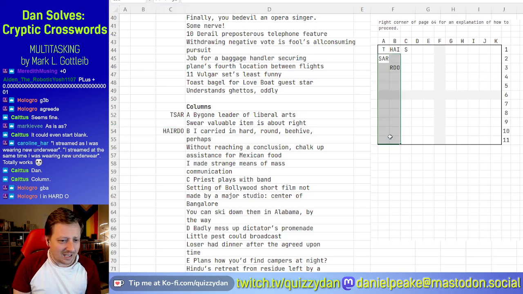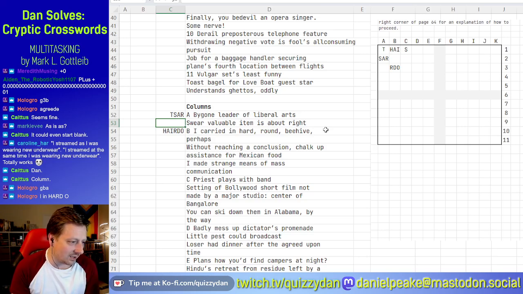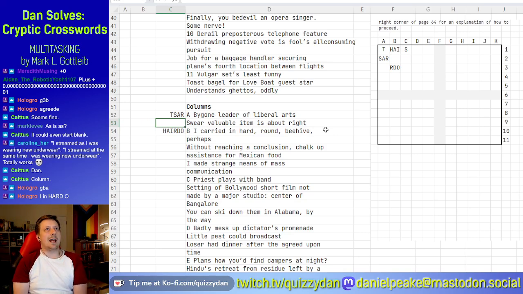It's sod all in this column. Swear, valuable item, is about right. So swear feels like it's the definition of valuable item. So we're going to put the letter R into a valuable item, and it's going to be swear. So what swears do we have?